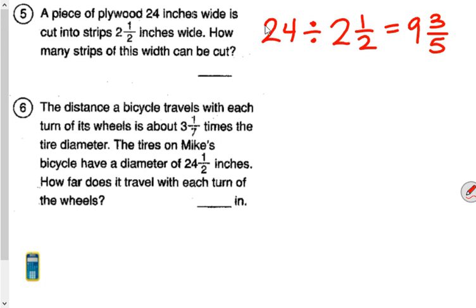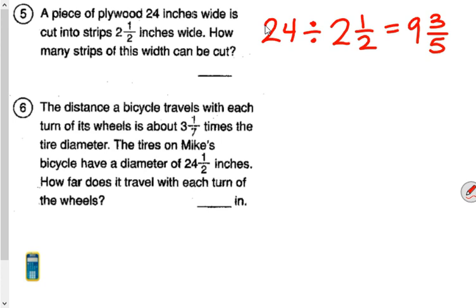Now, I want you to understand, though, that the answer to this problem is not actually 9 3/5. Mathematically it is, but how many strips that are 2 1/2 inches wide can I actually get? I can get 9 whole strips and part of another one. So how many strips that are 2 1/2 inches wide? There are 9 of them. So my answer to that problem would actually be 9.